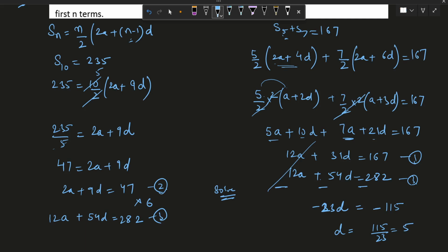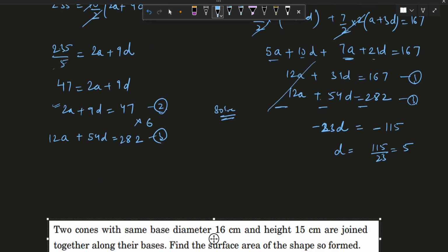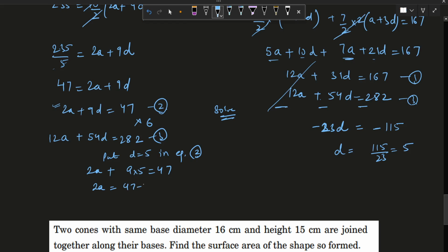d is 5, we got it. Put it in any of the equations. Let's put it in the smaller equation. We'll get the value of a also. So when I put d as 5, 2a plus 9 into 5 is 47. So put d equals 5 in equation number 2. So what will you get? 2a is 47 minus 45. So a comes out to be 1. I got a as 1. So what will be my AP now? The AP will be first term is 1, second term 1 plus 5, 6, 6 plus 5, 11, 11 plus 5, 16, and so on.